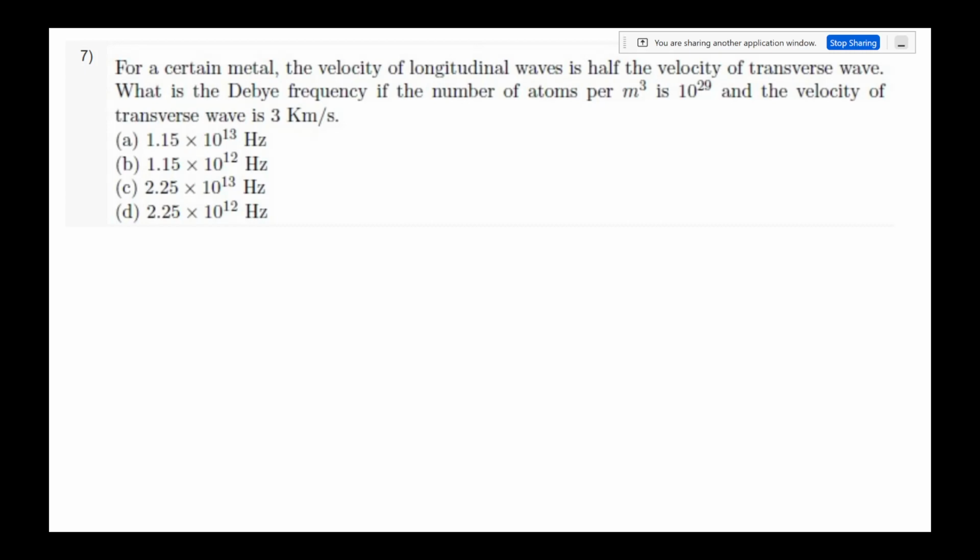So omega, assume the Debye frequency is, let's say, nu D. Okay.